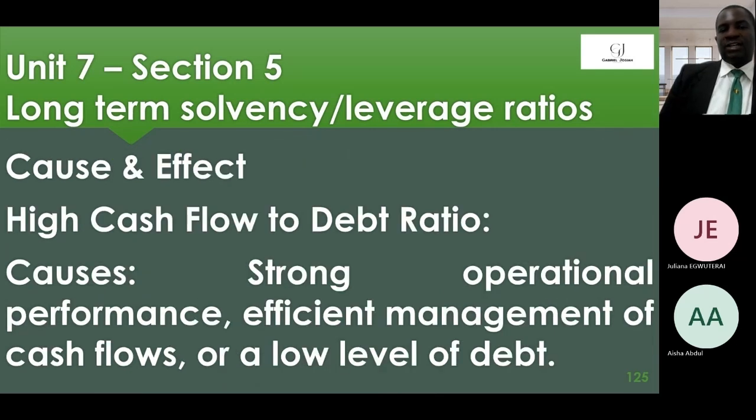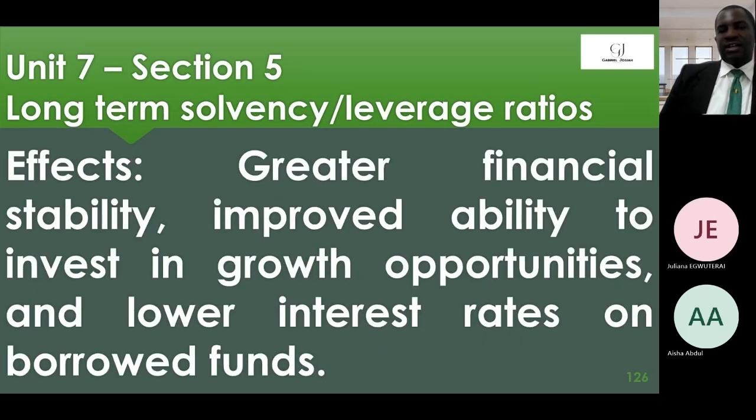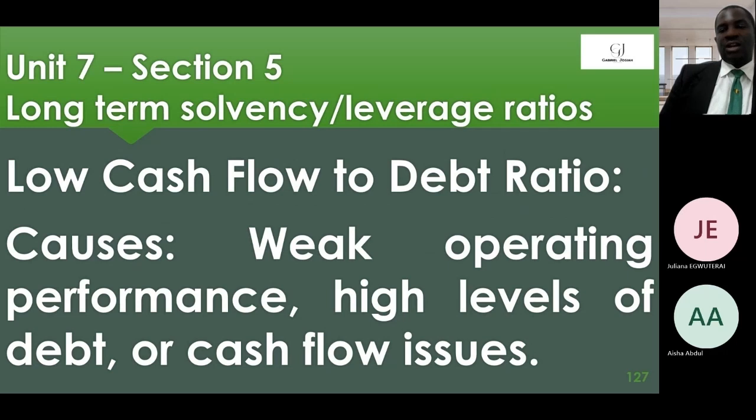Exactly. What are the causes and effects of a high cash flow to debt ratio? Strong operational performance, efficient management of cash flows, or low level of debt. Effects: greater financial stability, improved ability to invest in growth opportunities, and lower interest rates on borrowed funds. A low one, like we saw here, is caused by weak operating performance, but it still depends on the industry. So take note, the ratio is not a popular ratio, and it's even more of an American jurisdiction ratio.